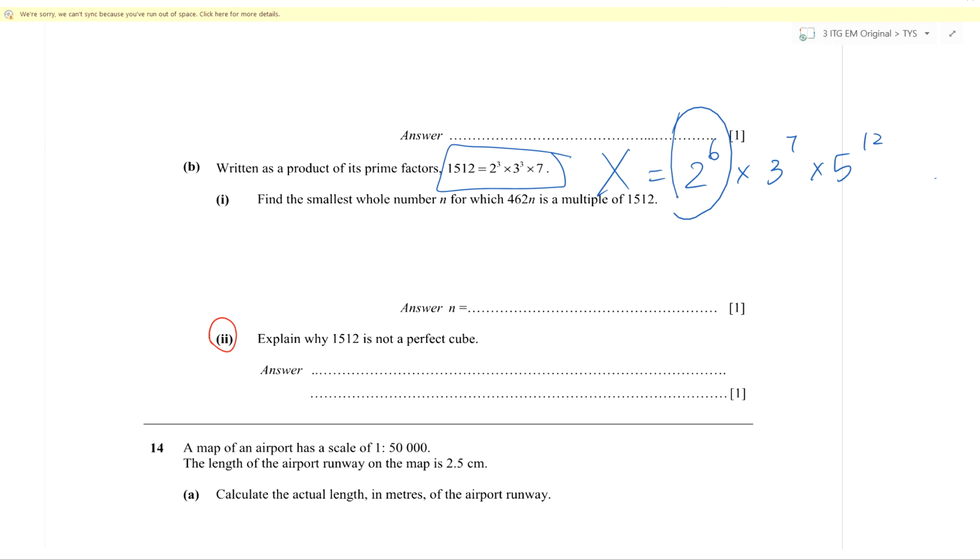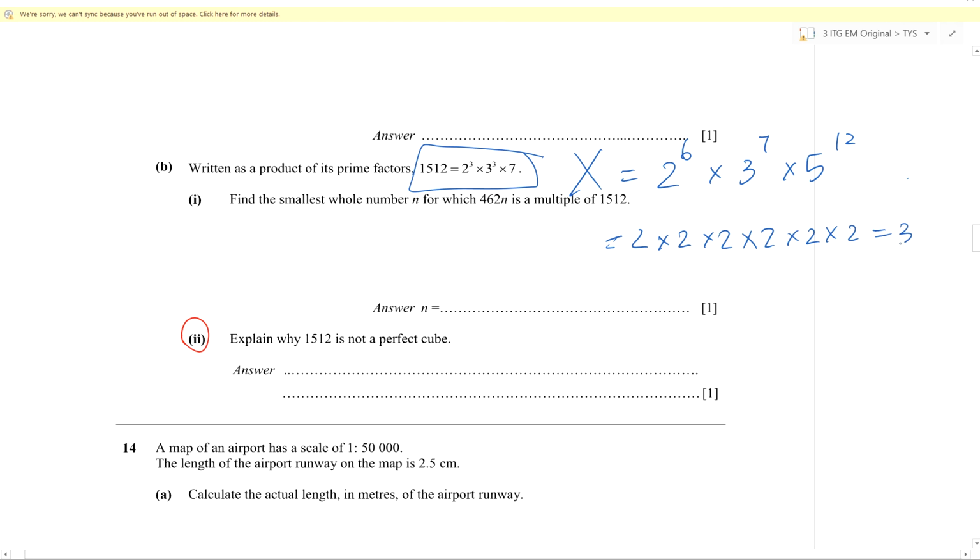Okay, now let's look closely at what this 2 power 6 means. This 2 power 6 is actually 2 times 2 times 2 times 2. How many times? 1, 2, 3, 4, 5, 6. Then we have 3 power 7, which is 3 times 3 times 3, and so on. There are 7 times over here. For this number to be a perfect cube, I must be able to separate it into 3 equal groups. I've got 6 2's over here. I can group them this way.